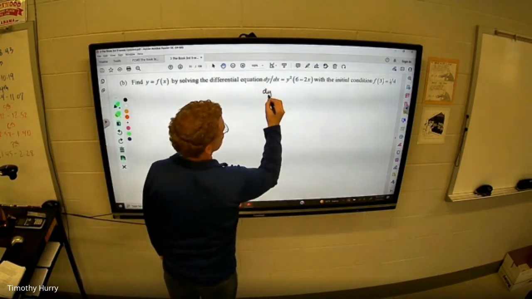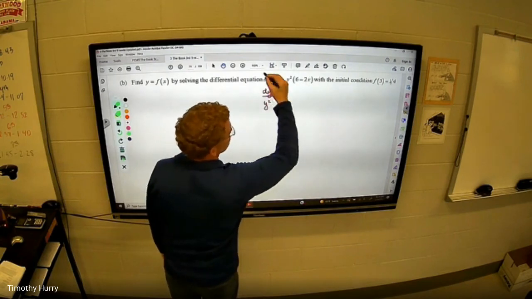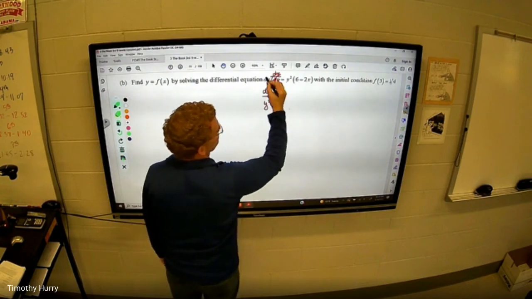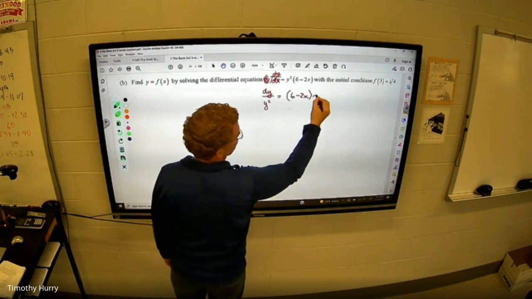dy, divide it by the y squared, and then multiply. I know that's a little ugly there. AP usually doesn't write it that way. I really don't know why I did. The dx comes up, it becomes a part of this.